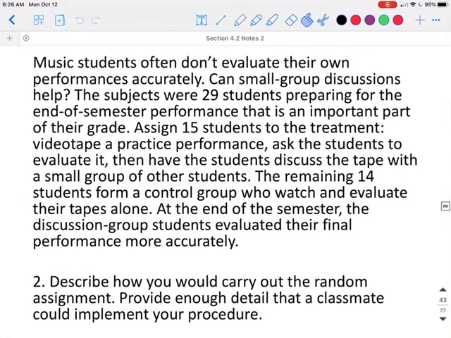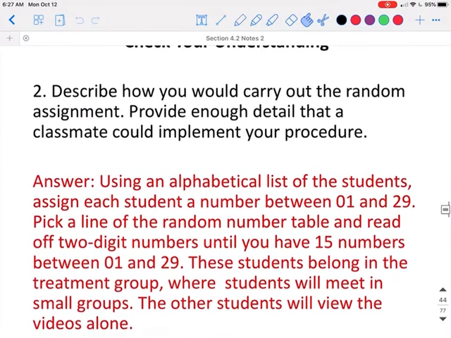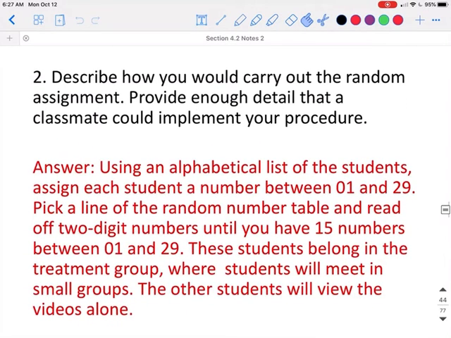Describe how you would carry out the randomized assignment. Provide enough detail that a classmate could implement your procedures. So using an alphabetized list of the students assigned, each student will be given a number 01 to 29. We would pick a line on the random number table and read off 2-digit numbers until you have 15 numbers that are between 01 and 29. These students belong in the treatment group, where students will meet in small groups. The other students will review their videos alone.